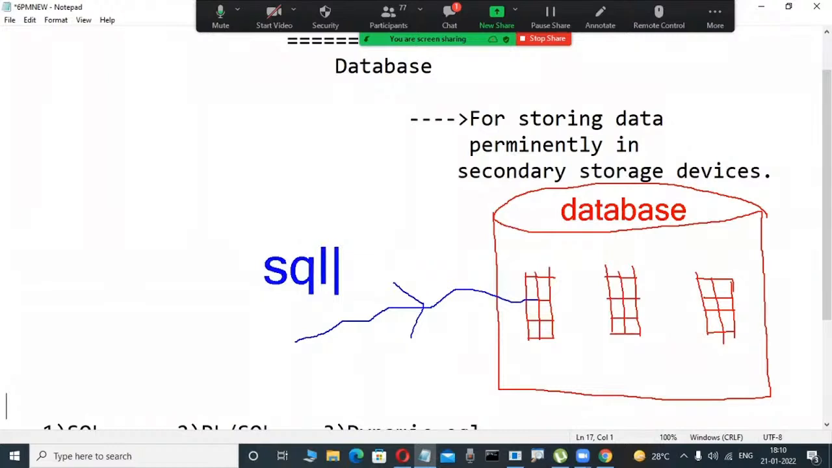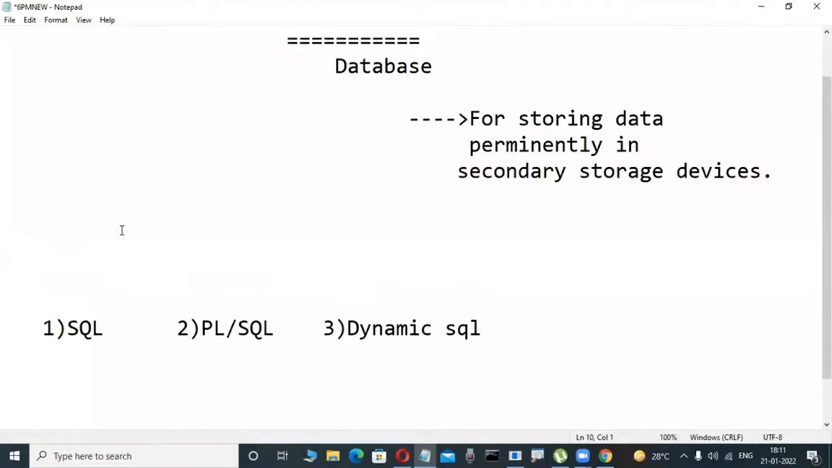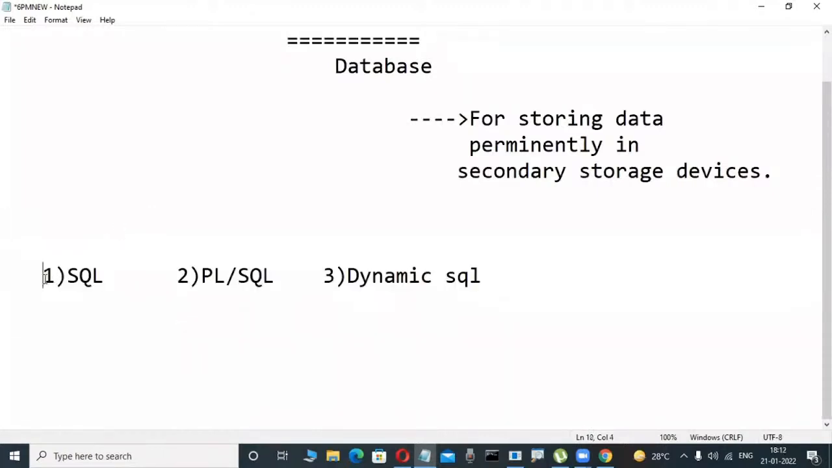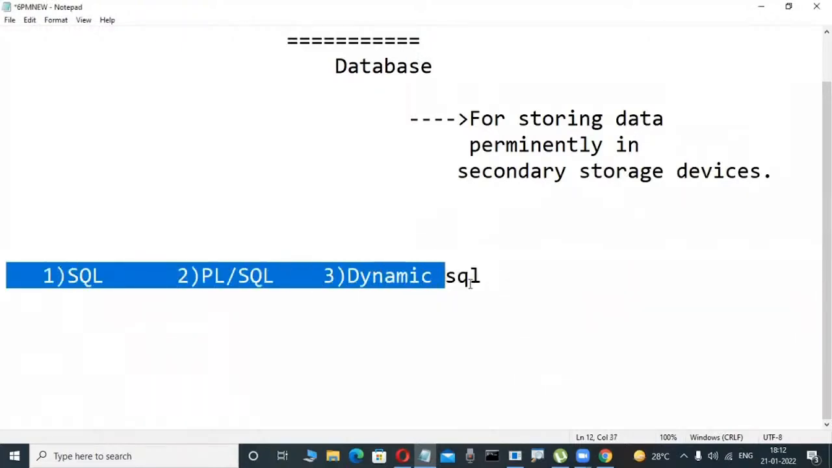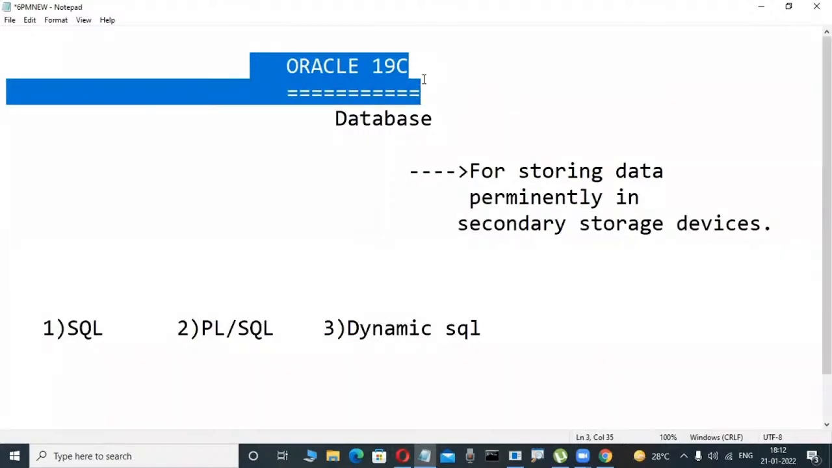Yesterday, up to this point, I told you a small thing. If you want to operate this Oracle software, we use SQL, structured query language. Another language is PLSQL, procedural language extension for SQL. Another language is dynamic SQL. Through these three languages, we operate this Oracle software in your companies.